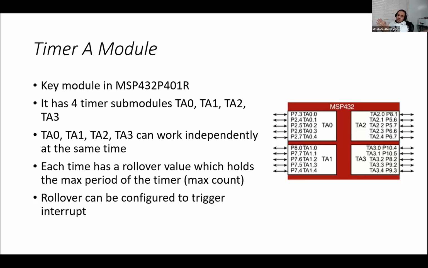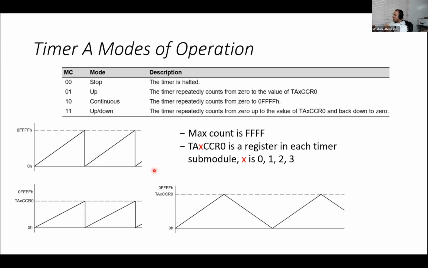Each one of these timers has what's called a rollover value, or the overflow value. So each one of those has its rollover value as 4F, as we will see later. And we can configure these timers to generate interrupts as well.